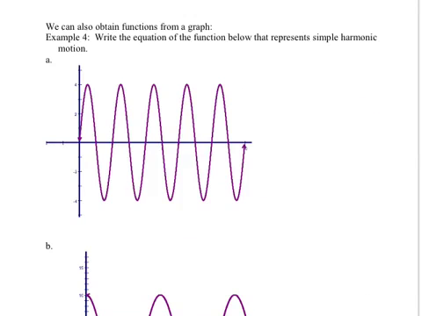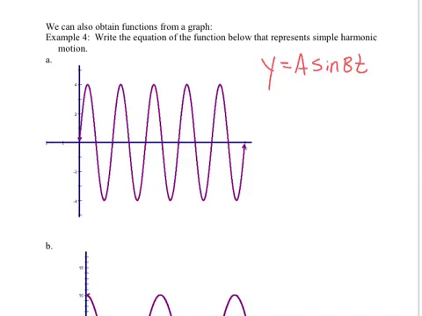Alright, example 3 we're going to save for the class so I can go over it together. But we're going to spend half the time writing functions and the other half trying to get functions from a graph. So here we have, we'll do this one and we'll do part B together in class. Write the equation of the function that represents simple harmonic motion. The first thing you need to decide is whether you're going to use a sine curve or a cosine curve. So if you look at this guy, he's starting in the middle. And whether he's increasing or decreasing, he's starting in the middle, which is a sine curve. So I know my function is going to look something like this.